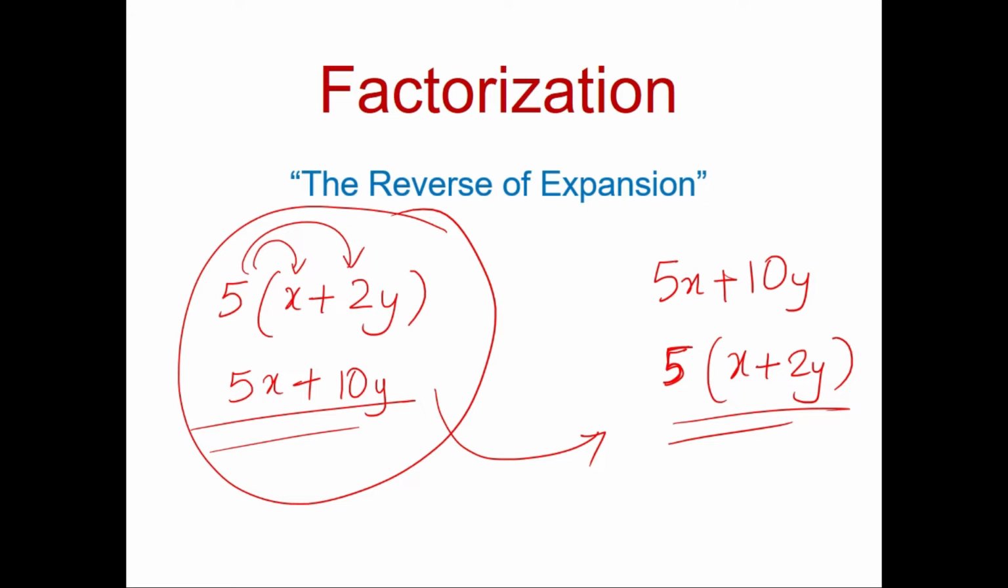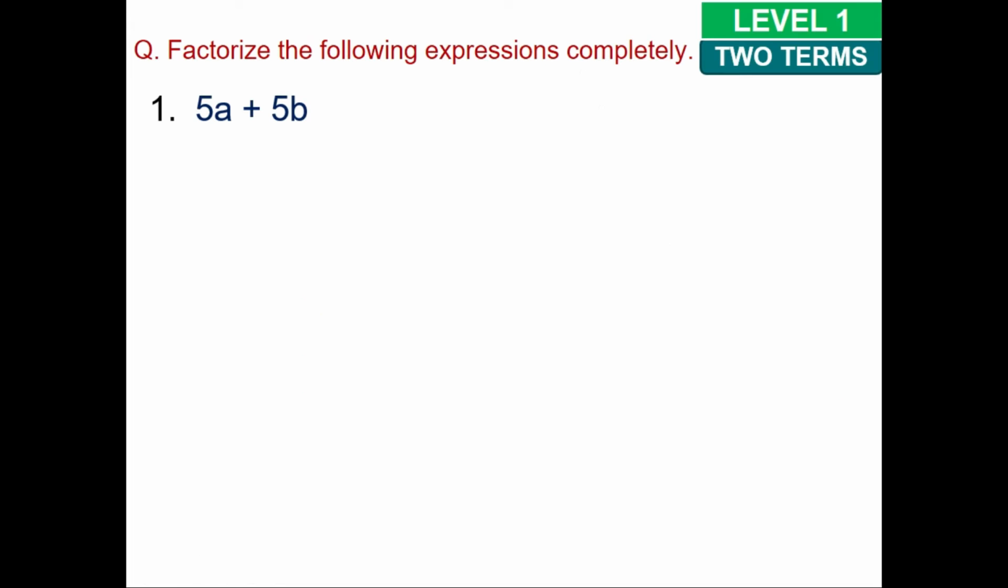Now let's start with the first part. The first question, 5a plus 5b, you can clearly see 5 as the common factor. So you take 5 outside the brackets, and the remaining a goes inside, and the same plus sign, and you have the remaining b. So this is how you write it in a factorized form.